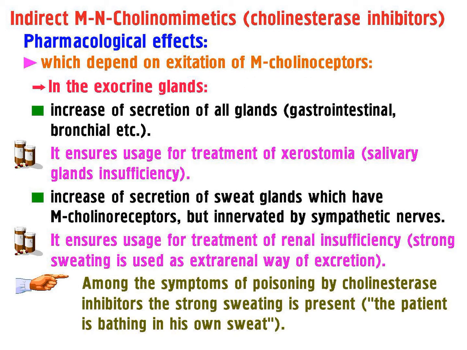In the exocrine glands, cholinesterase inhibitors produce increased secretion in all types of these glands, including salivary glands, stomach glands, intestinal glands, bronchial glands, and so on. That's why in some cases we can use this group of drugs in treatment of xerostomia. This is insufficiency of salivary glands. Increased secretion of sweat glands is also observed after administration of cholinesterase inhibitors. That's why in very rare cases we can use these agents for treatment of renal insufficiency, because strong sweating is used in this case as an extrarenal way of excretion of different types of toxins.